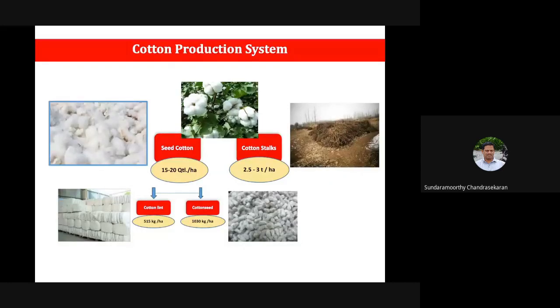Besides this, the other biomass produced in the cotton value chain is 2.5 to 3 tons of cotton stalks per hectare. So these are the economic produce, byproduct, and the so-called residue or waste generated in the cotton production system. The basic thing to brief you about this is that each of these chains has its own entrepreneurial potential. That is the reason why I am showing you this.